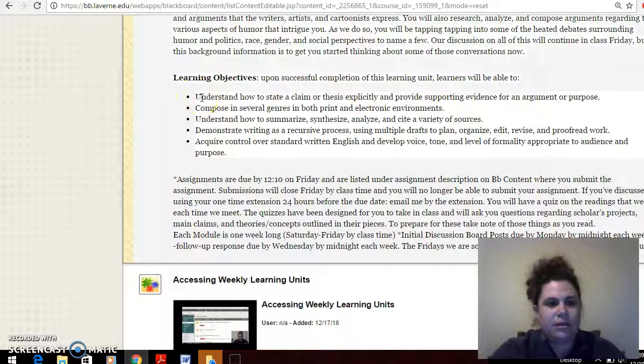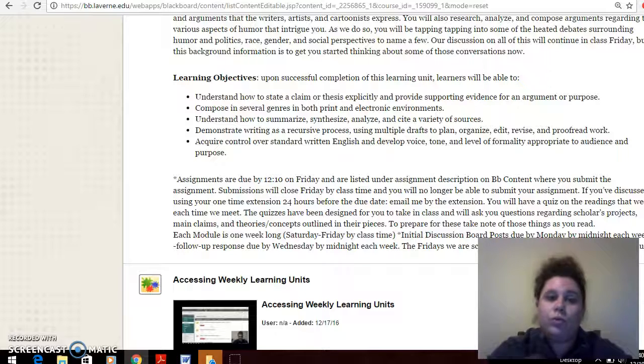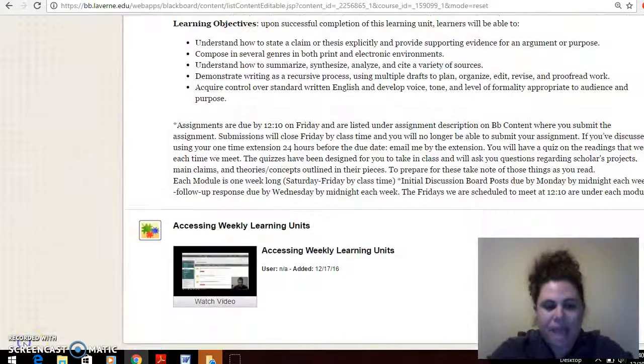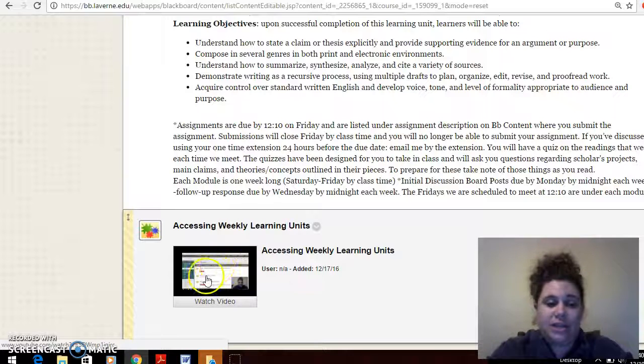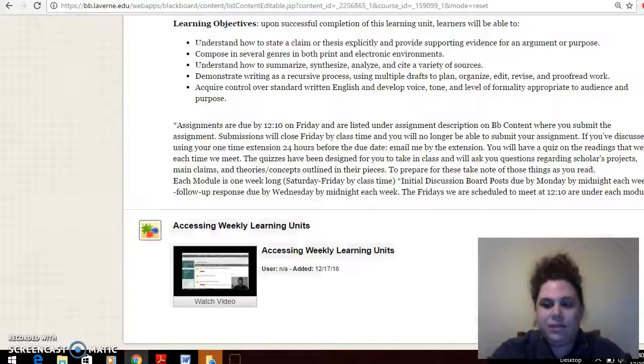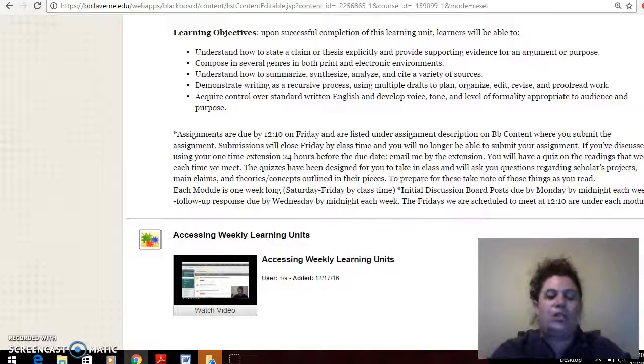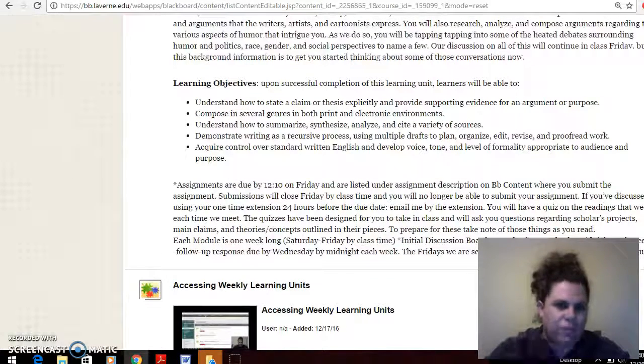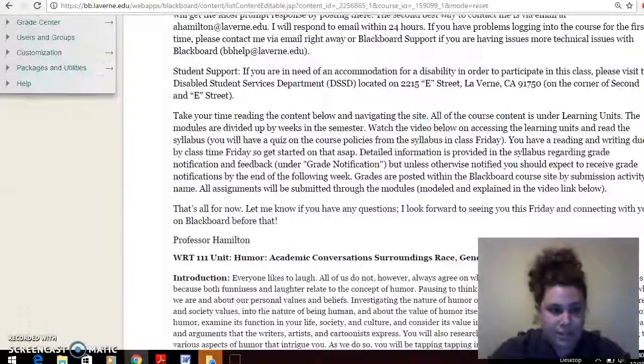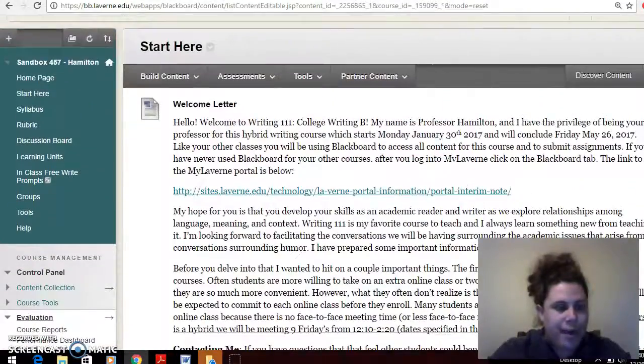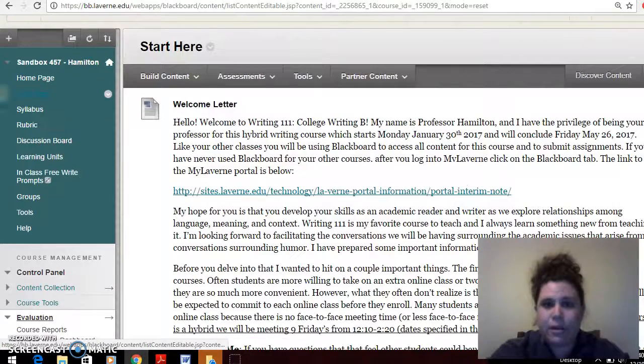These are what I will be referencing in each of the learning units when I talk about which objectives we are meeting that week, essentially. And then on the bottom here, you'll see a video link called Accessing Weekly Learning Units. This is demonstrating how students are going to access the different learning units, what's in them, and basically an overview of what's going to be required of them over the semester. So go ahead and go to the syllabus.